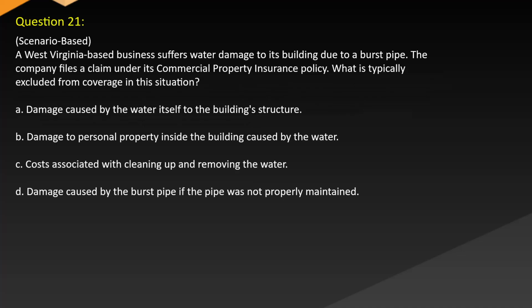Question 21. Scenario-based. A West Virginia-based business suffers water damage to its building due to a burst pipe. The company files a claim under its commercial property insurance policy. What is typically excluded from coverage in this situation? A. Damage caused by the water itself to the building's structure. B. Damage to personal property inside the building caused by the water. C. Costs associated with cleaning up and removing the water. D. Damage caused by the burst pipe if the pipe was not properly maintained.